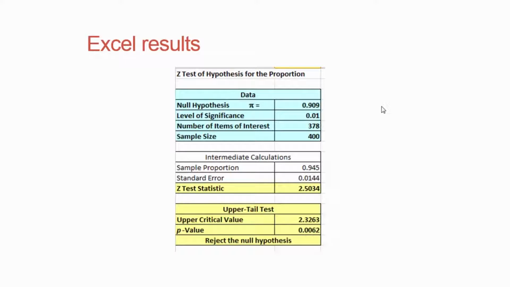And this is what my Excel output looks like. If I use Excel, it gives me a z-test of hypothesis for the proportion. So it's a single sample z-test for proportion. And so we think that pi equals 0.909. So that's what we put in there at the first step. The level of significance, according to the problem, was 0.01. So we have to put that in there. Number of items of interest, 378. And the sample size is 400. Okay, so here are the numbers that we'll be using after a while, and it tells us to reject the null. So let's see how we got to that point.